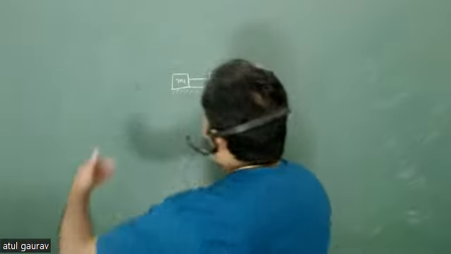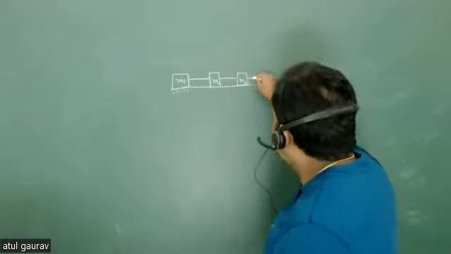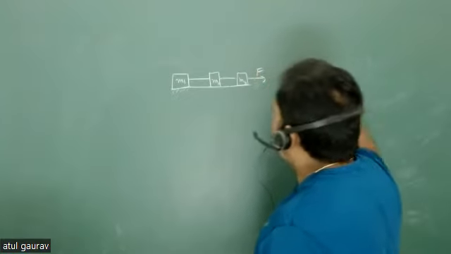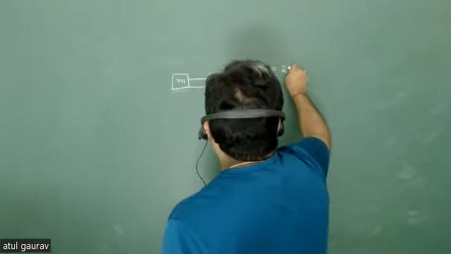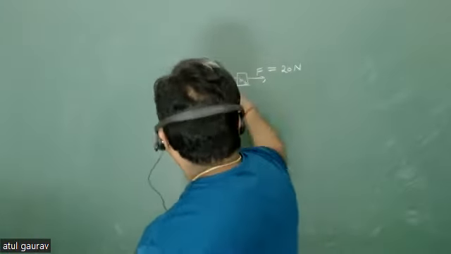And now instead of pushing this thing, what are you doing? You are pulling this thing with the same force. What are you doing with this force? Pulling it. What is the value of the force? 20 Newton. Okay, the force is 20 Newton and you are just pulling this thing.